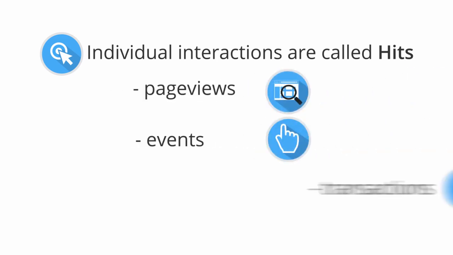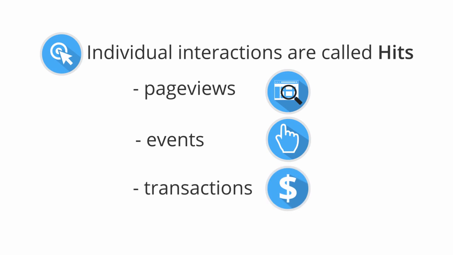In Google Analytics, we call each individual interaction within a session a hit. There are different types of hits. For example, page views, events, and transactions. Each one is designed to collect a different type of data.